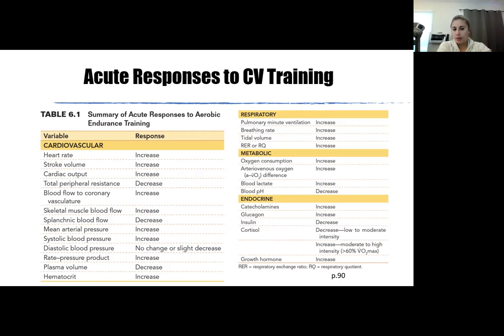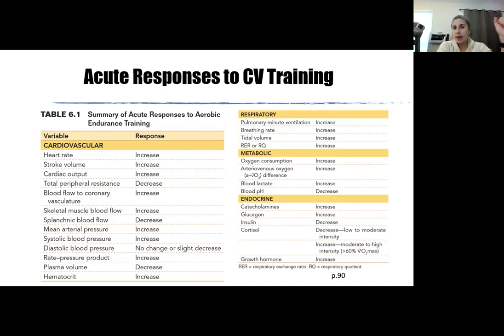We'll skip some of the other ones there, and then some respiratory changes acutely, right? So we're going to breathe faster. We're going to breathe deeper. So tidal volume, that's the amount of air you're breathing in and out per breath. You're going to be able to breathe a little bit more. And so that will then increase your pulmonary ventilation, which is a combination of your rate and how deep you're breathing, that will go up, right?